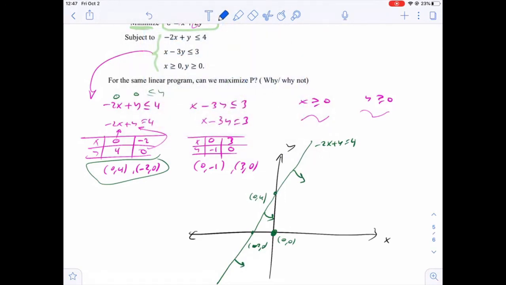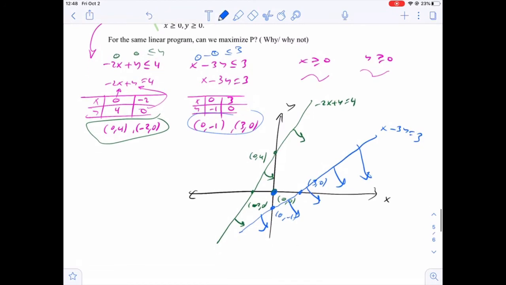And then we graph the second line. We have 0, negative 1, and 3, 0. Here we have 3, 0, and then we connect them with a straight line. This is x minus 3y equals 3. We want to check if the solution or the region is above this or below this line. So we test 0, 0. 0 minus 0 is less than or equal to 3. So that means, yes, it's correct. So the solution will be below this line.